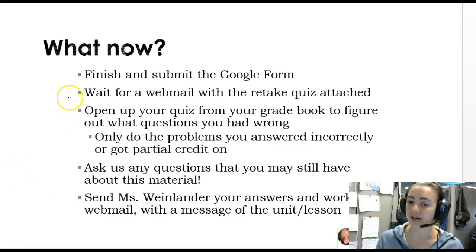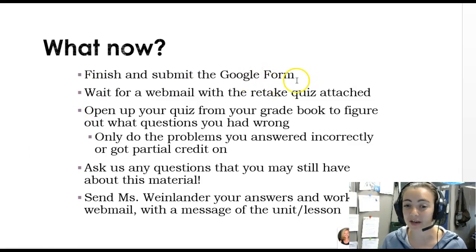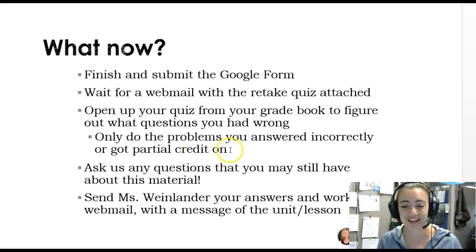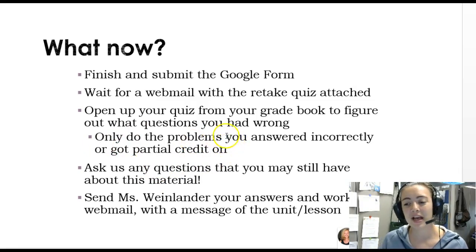So, what to do now? Well, you got to finish that Google form, put in that secret word that I said earlier. Once you submit it and you have the correct secret word, I'll send you a webmail and it will have your retake quiz attached. Now remember, since you only have to answer the questions that you answered incorrectly, you want to open up your gradebook, figure out which ones you got correct, which ones you got incorrect the first time, and only answer the ones you got incorrect.